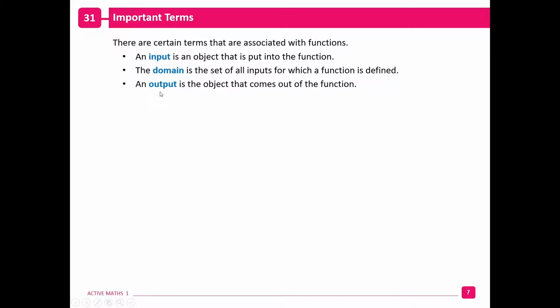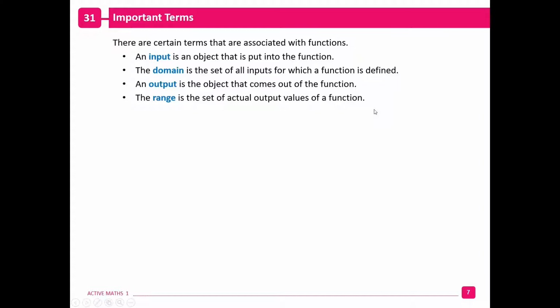Another term we've already looked at is our outputs. And if you recall, an output is the object or element, so typically the number, that comes out of the function after the input has undergone a transformation during the rule of the function. So they are our results. And if we're interested in the set of our entire results, then we call that the range. So the range is the set of all of the actual outputs from a function.